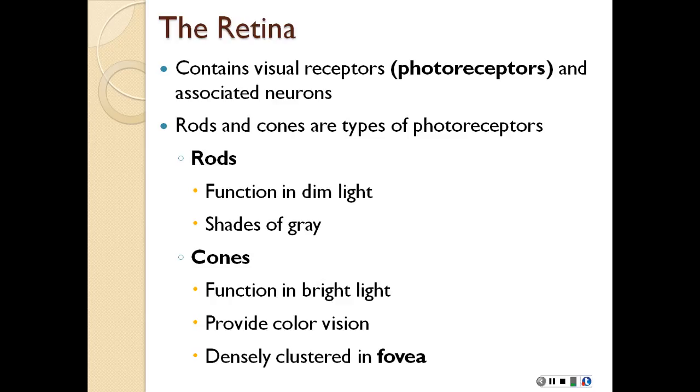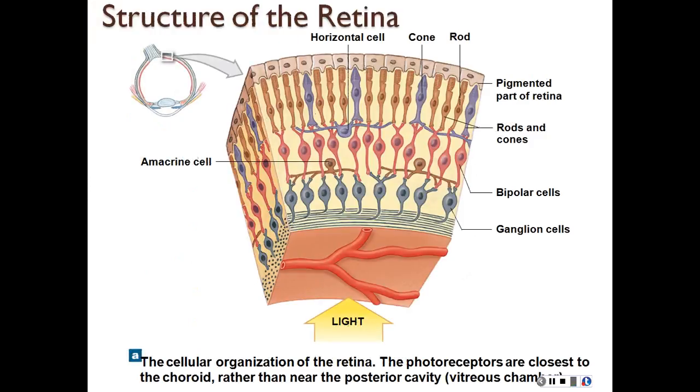So the function of rods is to provide vision in dim light, and it allows us to see shades of gray when the lights are off. And the cones provide light and color vision. The cones are densely clustered in the fovea centralis. Remember, the fovea centralis gives us high visual clarity or acuity, and that's because of the high concentration of cones in that part of the retina.